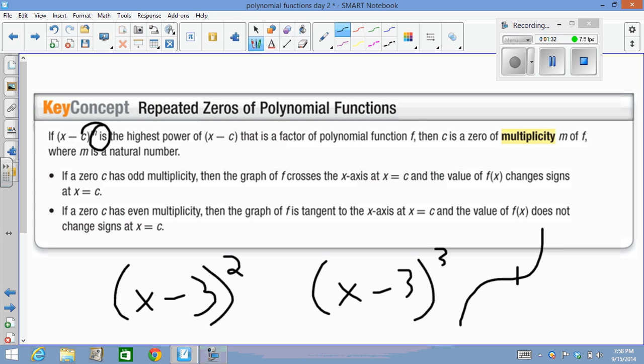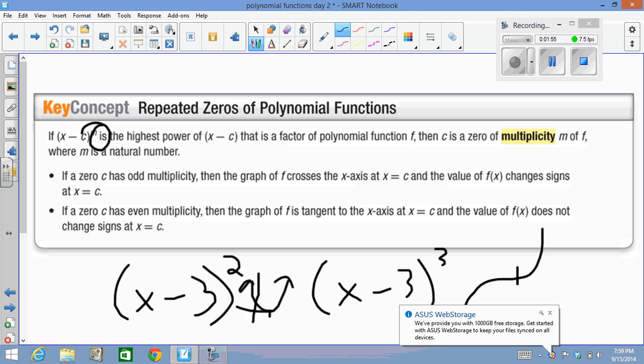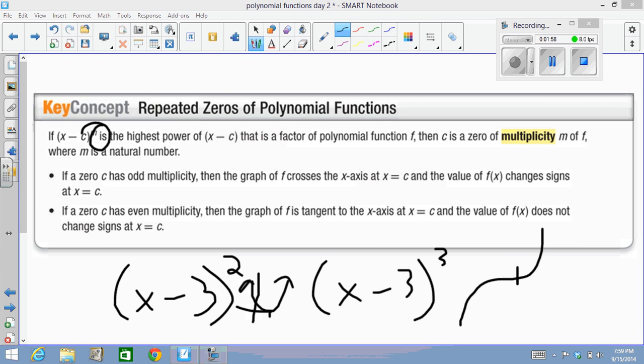If it has a multiplicity of an even number, then it's going to have something that doesn't change signs. Sort of like if I had a parabola, where it comes down and bounces back up again. That would be an even multiplicity because it just doesn't cross over and go from a positive y value to a negative y value. So an even multiplicity looks like this one, and an odd multiplicity looks more like that one.